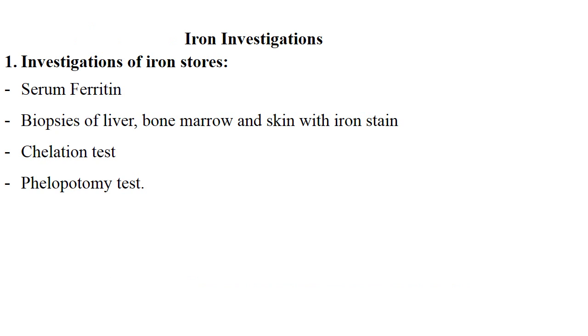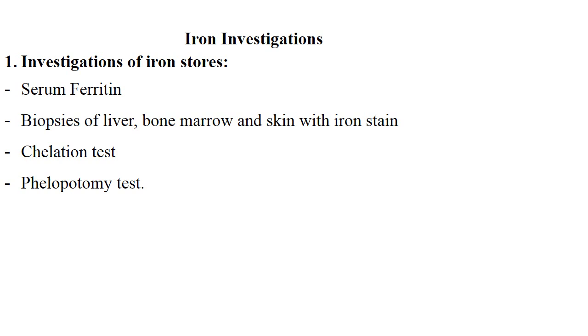As for the rest of the tests that evaluate the iron stores, there is a so-called chelation test, in which the patient is given an iron chelator, and then the amount of iron in the urine is measured in 24 hours. The patient is given an intramuscular injection of desferrioxamine, 0.5 gram. Then the amount of iron in the urine in 24 hours is measured. It is normal for this amount to be less than 2 mg per day. If more iron than this is found in urine, this means that there is an iron overload.